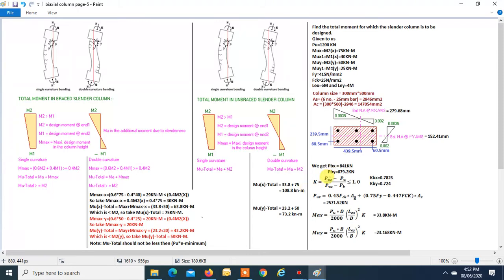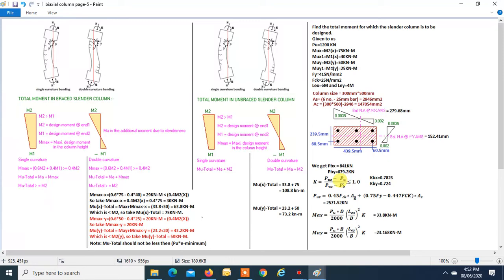So once you know PBX, you know PBY, you can find k. PUZ is known to us. You can find PUZ by using the formula which we know. This is the formula. You know As, you know Ag, you know fck, you know fy. So PUZ turns out to be 2571.52. So Pu we know is 1200 kilonewton, right?